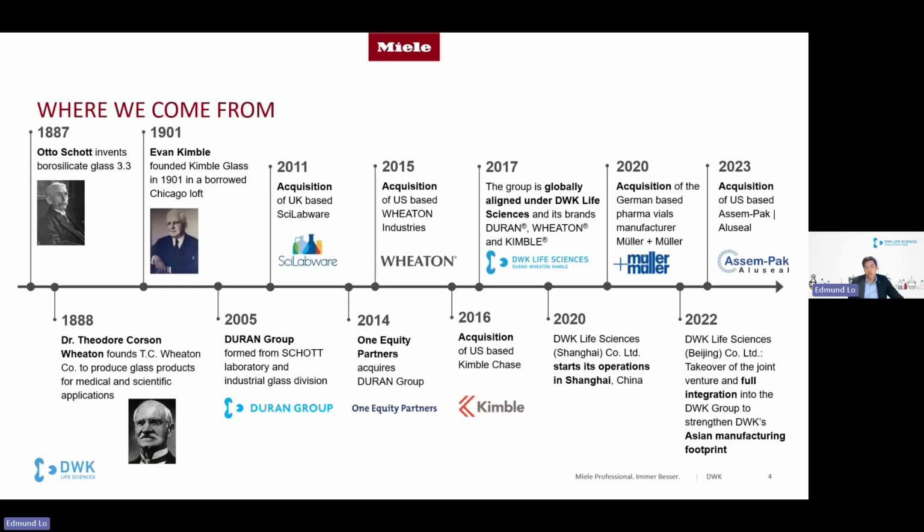The timeline you see here indicates that DWK Life Sciences traces its origins back to 1887, when Otto Schott revolutionized glass manufacturing with the invention of borosilicate 3.3 glass. And over the years, through a series of mergers and acquisitions, we have evolved into the company known today as DWK Life Sciences.